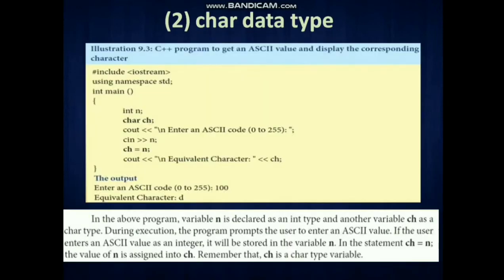Next is one of the examples given for the character data type: how to get an ASCII value and display the corresponding character. That example is given from here. Into the main function, within curly braces, inside that block of code there is an int data type, n is the variable name, and char ch is the variable name.